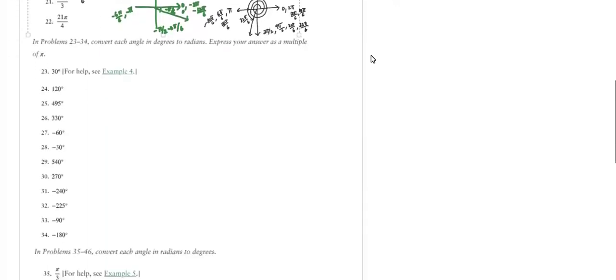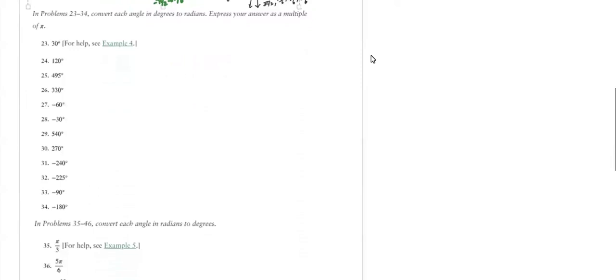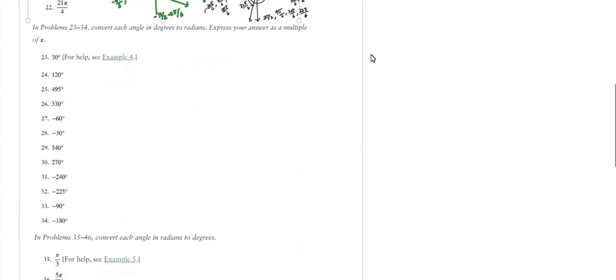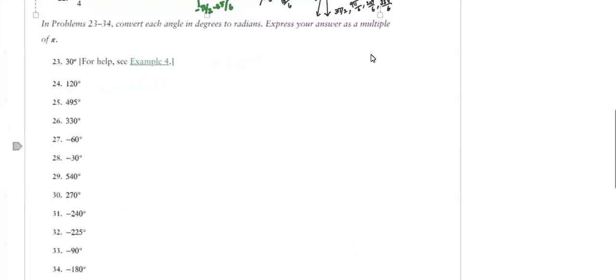Okay, so the next set of problems, we are going to convert each angle in degrees to radians, okay? And we want to give our answer as multiples of pi. All right, so let's see. The first angle we have is 30 degrees. So here, all the questions we are converting from degrees to radians. When we do so, this is the conversion that we are going to use. We are going to take our angle written in degree measure, and then we are going to multiply it by pi over 180 to convert it into radians.